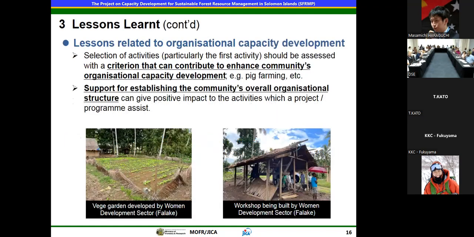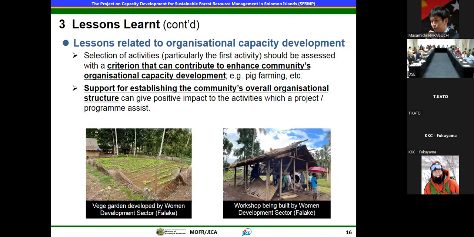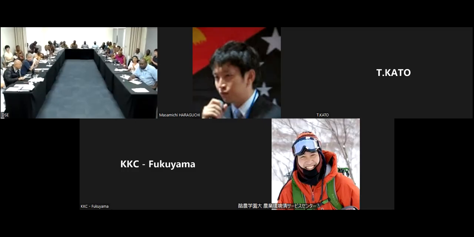Lessons learned related to organizational capacity development: selection of activities, particularly the first activity, which is farming, should be assessed with criteria that can contribute to enhancing communities' organizational capacity development. Example, pig farming. Support for establishing the community's overall organizational structure can give a positive impact to the activities which a project or program assists. I think that's it for other livelihood improvement activities. Thank you.